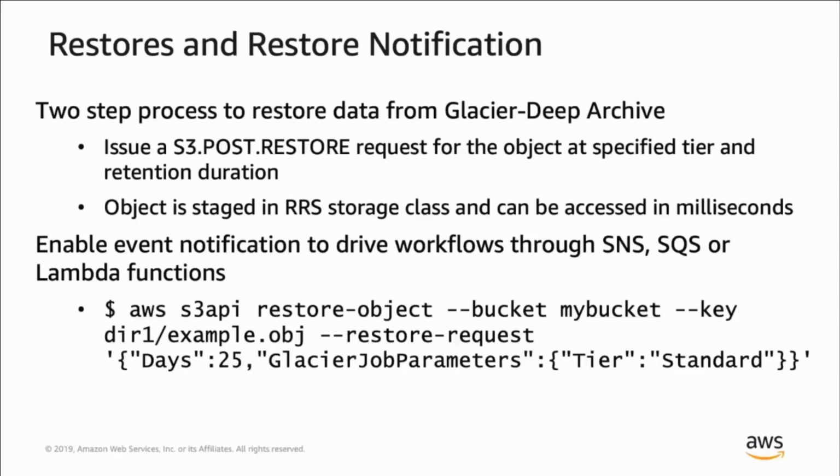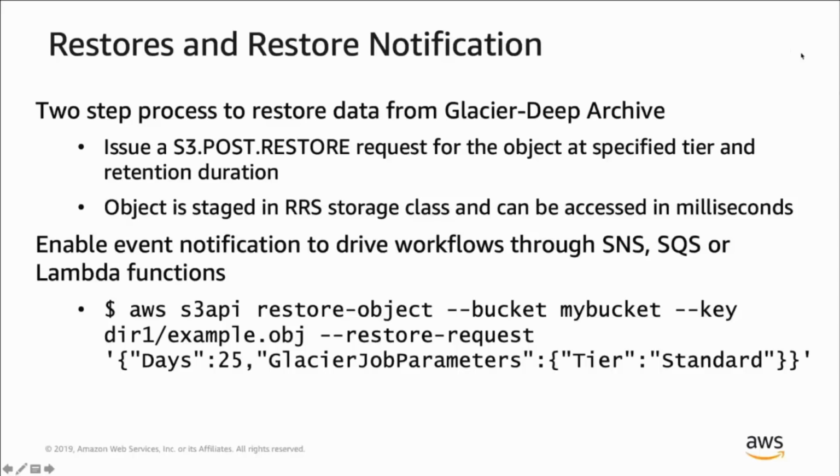We think about it as a two-step process in that first you have the restore and then you have the get or the millisecond access. But another nice feature which we announced at re:Invent last year is you can enable event notifications through SNS, SQS, or even Lambda functions to drive your workflows which follow behind the restore. So for example, I've got some sample code here on the screen. You could issue a retrieval, ask for that data back using a standard request, stage it for 25 days, and then have a Lambda function triggered to kick off as soon as that restore is completed with no need for additional human interaction.